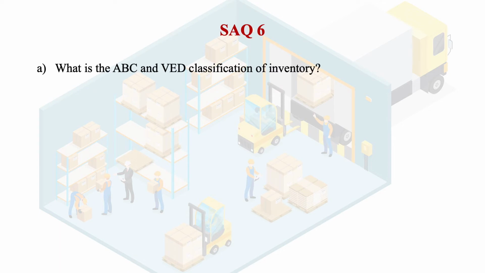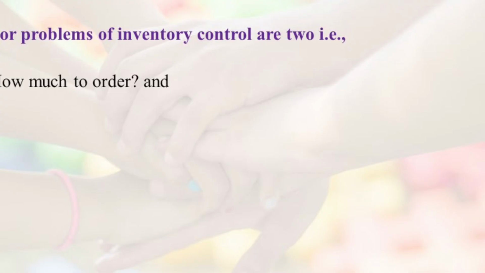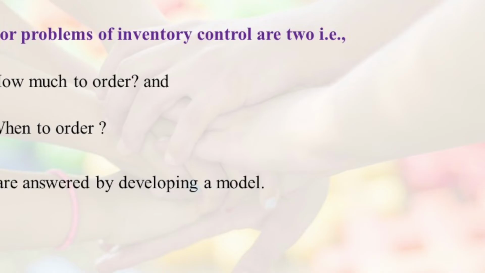We have discussed ABC and VED classification. Now you have to describe and recall what ABC is and what the VED classification is. Now comes the factors which affect the inventory. The major problems of inventory control are two. The first question is how much to order and when to order. And these two questions can be answered when we develop a model.